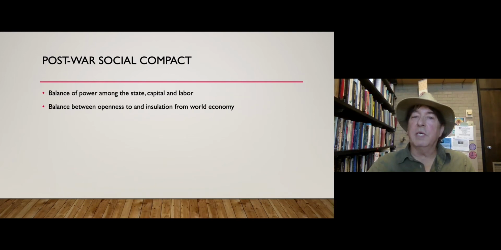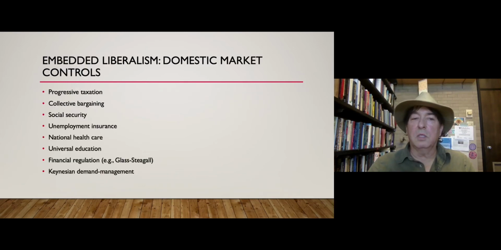A second element of this post-war social compact was an attempt to balance reopening the global economy and allowing growing international trade, but at the same time maintaining, at least in the beginning, controls on the movement of capital. This system was referred to by Gerard Ruggie as embedded liberalism.